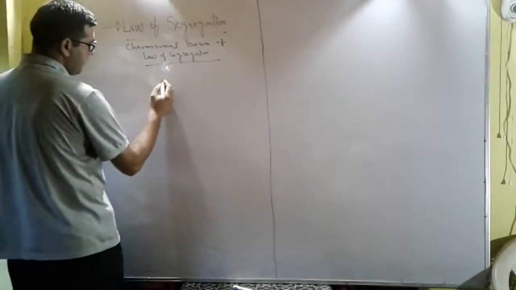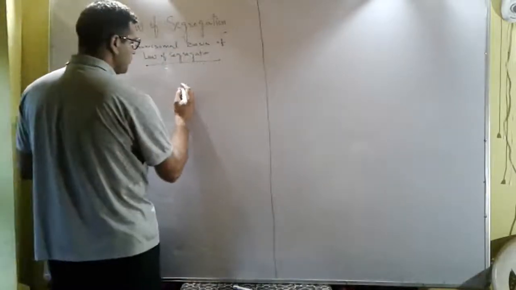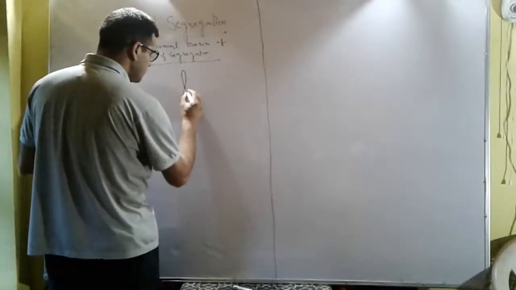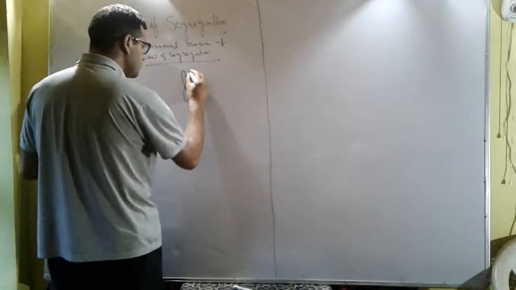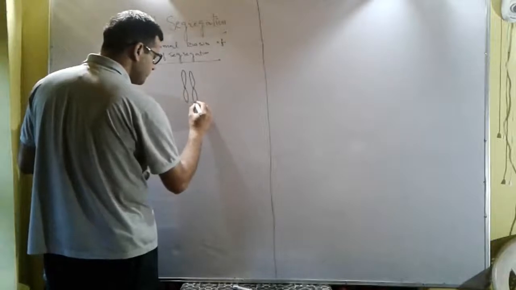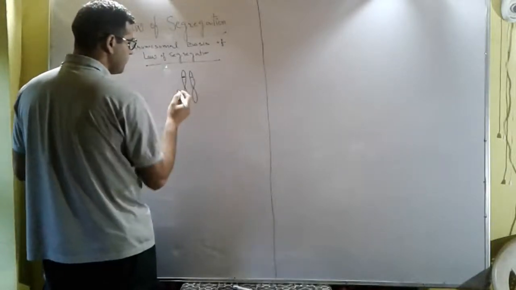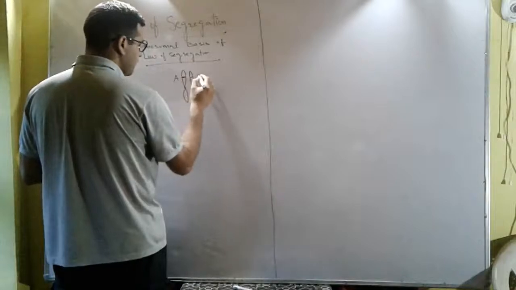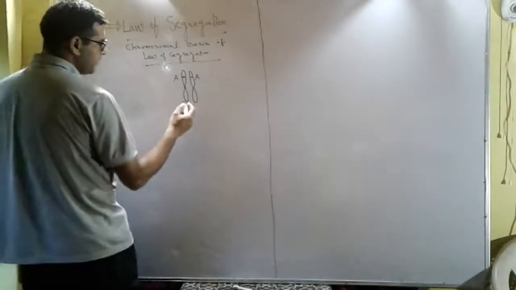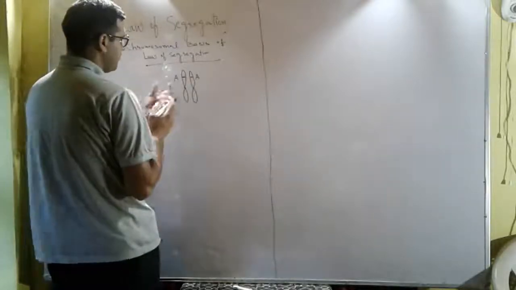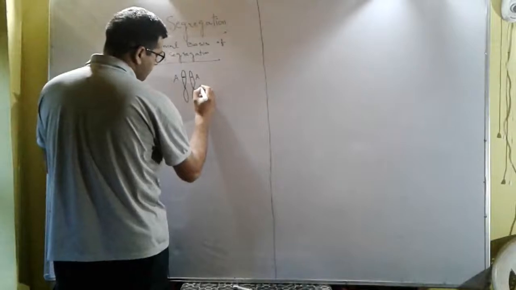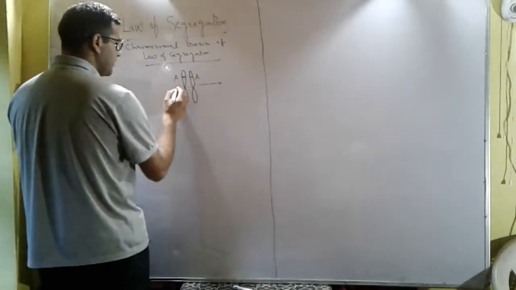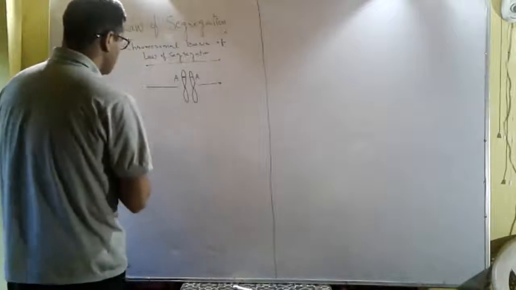We know that, for example, these are two alleles of the same gene on two homologous chromosomes. It is a homozygous condition. The law of segregation states that the two alleles of the same gene segregate at the time of gamete formation. That means one allele will go to one gamete, and another allele will go to another gamete. They will segregate. This shows segregation. So this is the law of segregation.